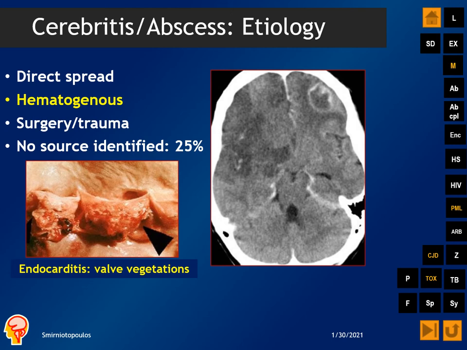If we talk about a hematogenous infection, this is a patient that had endocarditis. These valve vegetations harbor the bacteria, which are then embolized into the systemic circulation. Patients may also have bronchitis or sinusitis as a cause of CNS hematogenous dissemination of the infection.